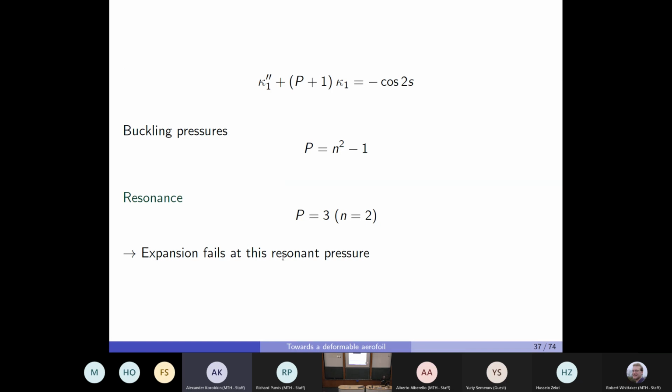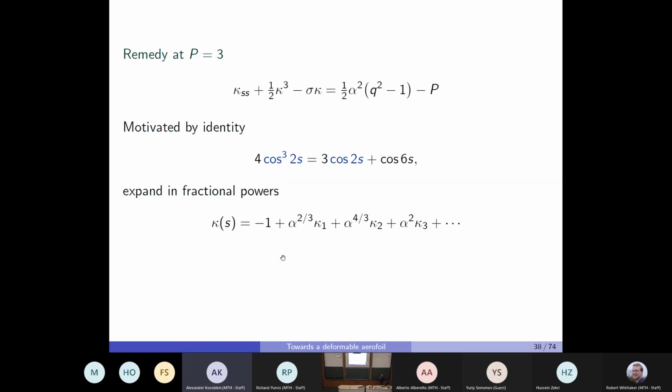So this little calculation reveals that P equals 3 is not only important in the static problem, but in the problem with flow, it's also important because it creates some sort of resonance between the flow outside and the buckling pressure for the elastic cell. Okay, now what do you do about that?